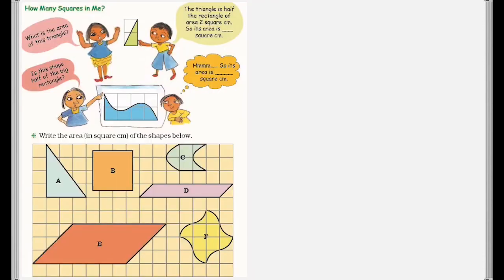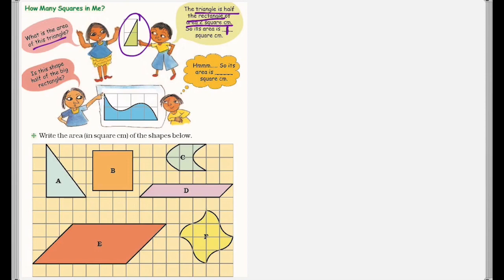Now, how many squares in me? Over here you need to calculate the area of this triangle. The area of this is half the rectangle of the area 2 square centimeter. So the area will be half, that is 1. The area will be 1 square centimeter.